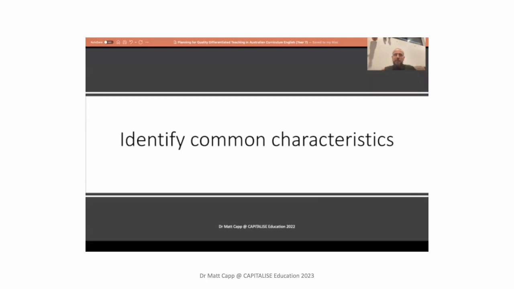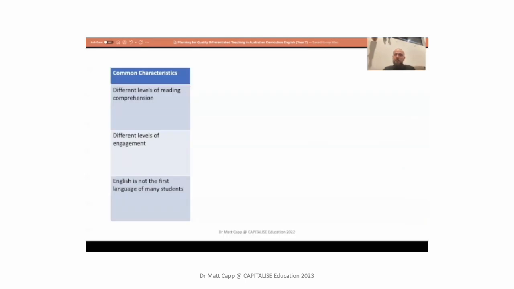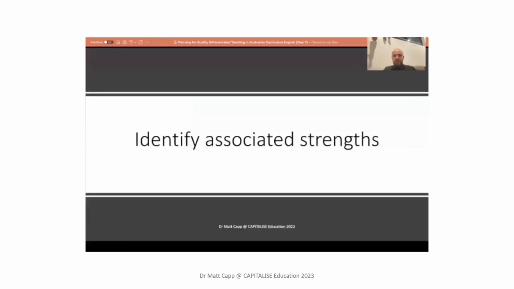So I always find that thinking about three common characteristics is a good way to start. So if I think about my class, I've got kids with different levels of reading comprehension. I've got kids with different levels of engagement. And I've got a large number of students who don't have English as a first language. So they're the common characteristics. So once we've thought about those common characteristics, we then need to start to think about strengths.